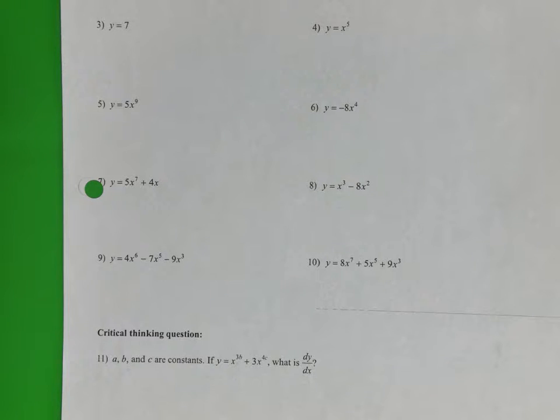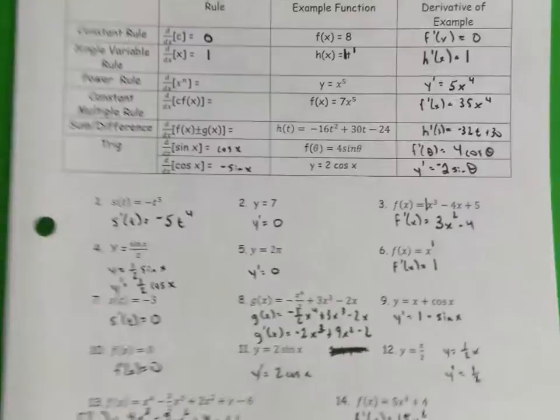Number 10. Chad, what did you get, buddy? I got y prime equals 56x to the 6 plus 25x to the 4 plus 27x squared. Very good. Do I need to do any of 1 through 10? What did he say the last one was? It is y prime equals 56x to the 6 plus 25x to the 4 plus 27x squared. Okay, those are very simple. Those are all polynomial. Those are quick and easy. All right. Now, let's turn to page 23 in your notebook. We did this yesterday.